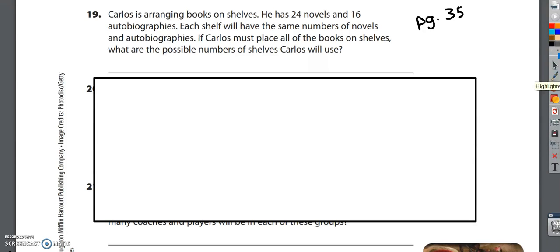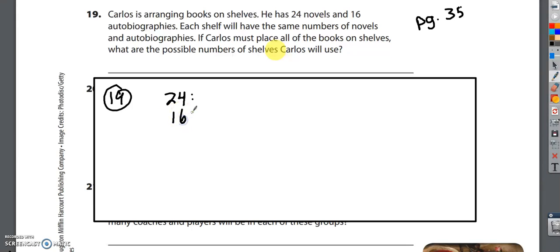I want to draw your attention that this is a pluralized answer and that it doesn't ask for the greatest number of shelves he can use. This is not a greatest common factor question. This is a common factor question. So we've got to use our context clues to answer that. So number 19, we're looking for the factors of 24 and 16.